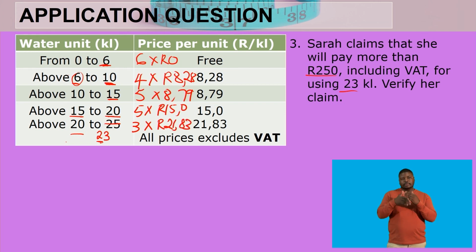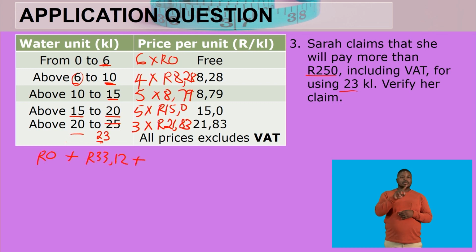Now we have to do the calculations, then we add. So the first calculation is 6 times 0. Let's do it on our calculator and write the answer. 6 times 0 gives us 0. Then we'll say 0 plus 4 times 8 rand 28. 4 times 8 rand 28 gives us 33 rand 12 cents.